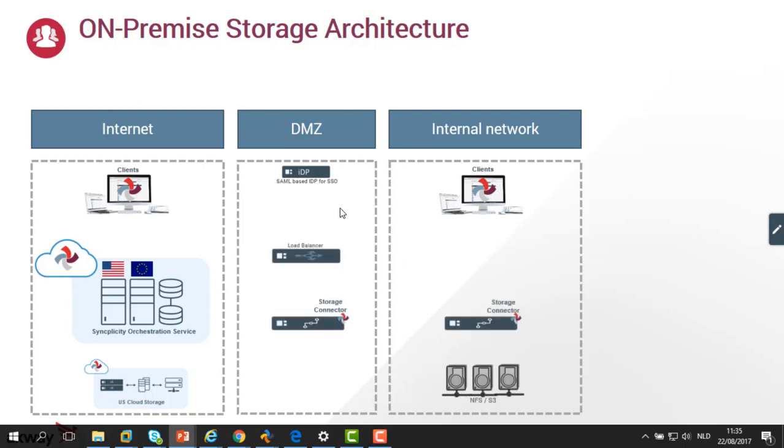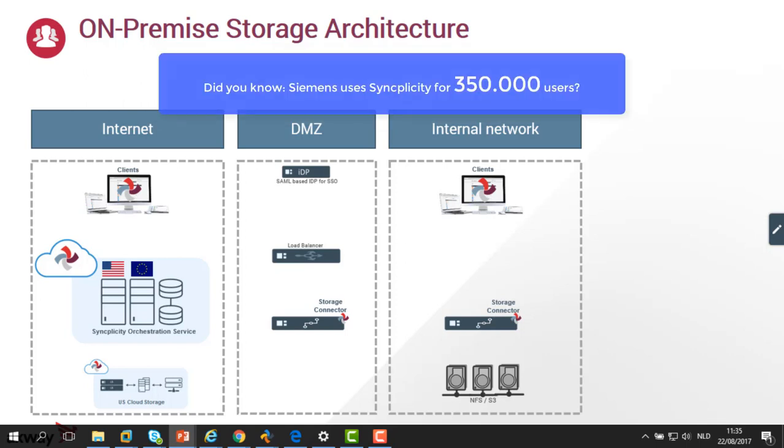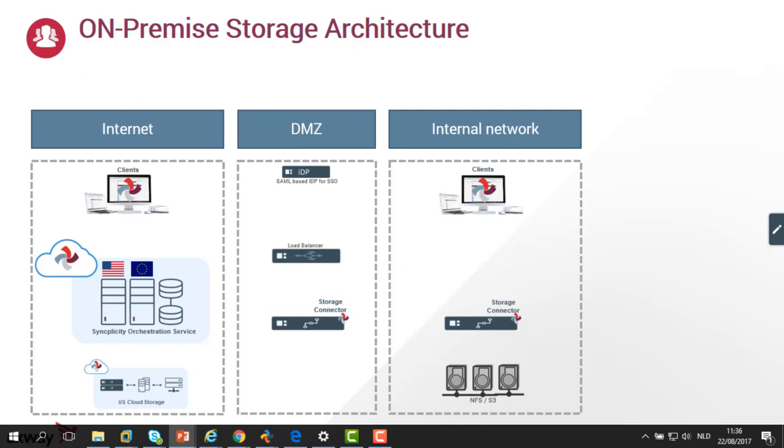So let's discuss what is really required to implement on-prem storage. Well, first of all, a load balancer, and that has two roles. It needs to typically terminate the SSL traffic, and it also is going to be used to divide the load over the available storage connectors. That allows our solution to be very scalable from 25 users to hundreds of thousands of users. The next thing we need is also storage, and you see here in the slide this can be almost anything as long as it supports NFS or S3.